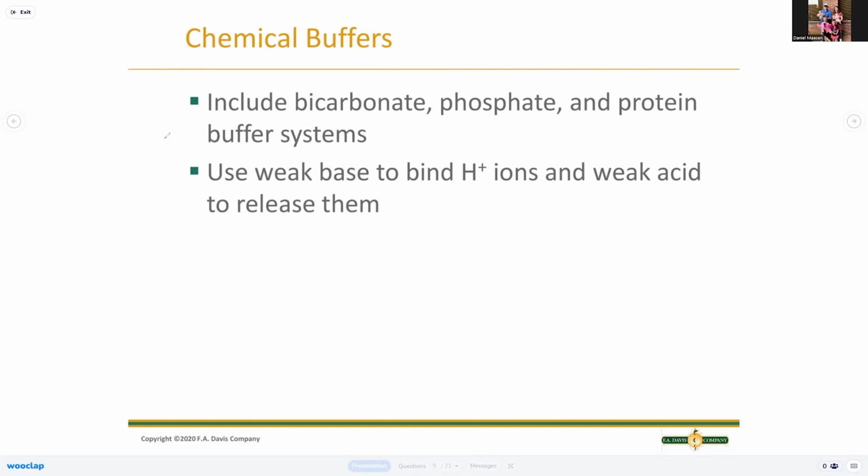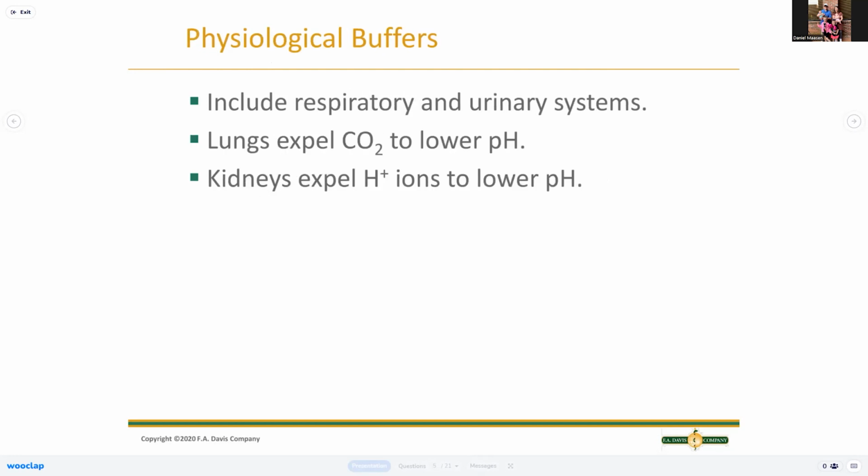So you just think buffer systems. You don't necessarily have to know all the specifics of how bicarb, phosphate, or protein does it. That's all chemistry related and good to know, but for right now, we're just going to focus on chemical buffers. That's how I fix my pH. Got me? All right. That's my first way I fix my pH.